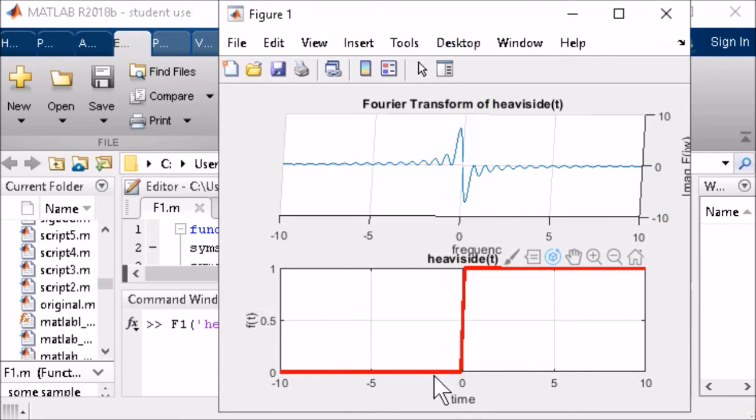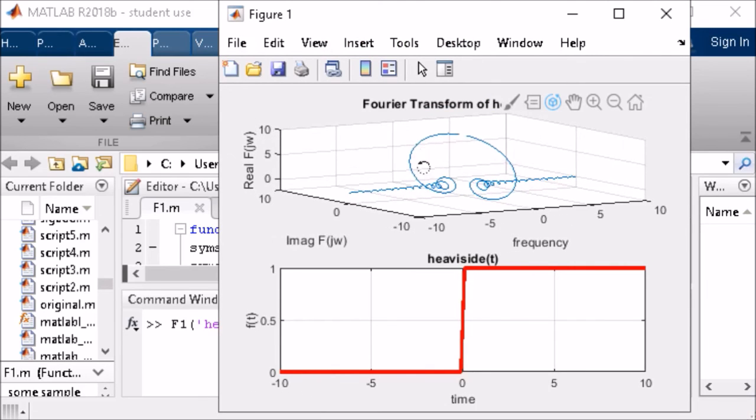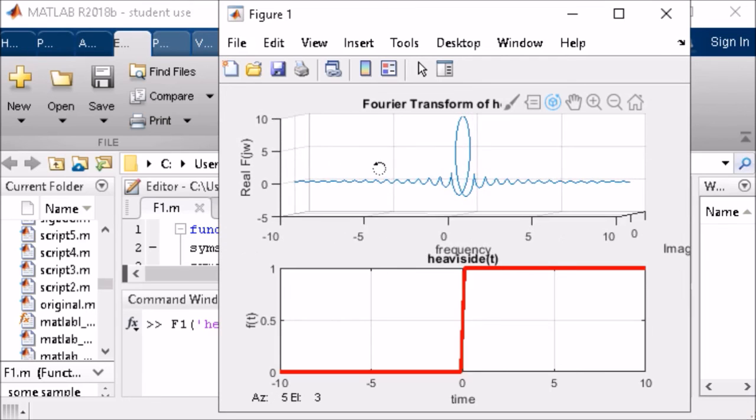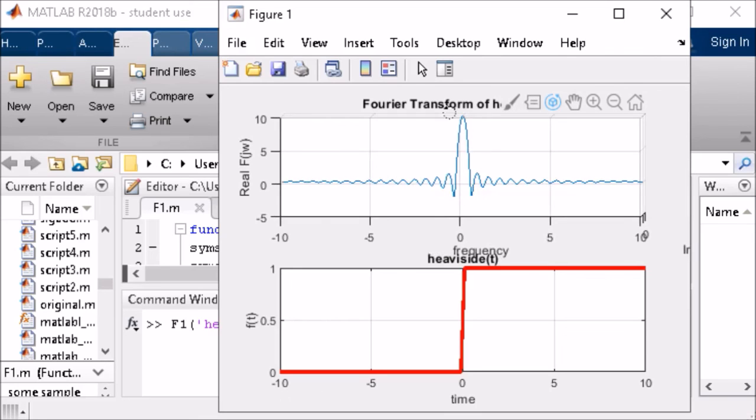So here is the step function, goes from 0 to 1, and you can see here I've got the frequency axis, an imaginary axis and a real axis. So it is a complex function here. It has a real and it has an imaginary part. So if we look at the real part first of all, the real part there is tending towards an impulse. So that in effect is our pi delta omega. So that's the even part of the Fourier transform.